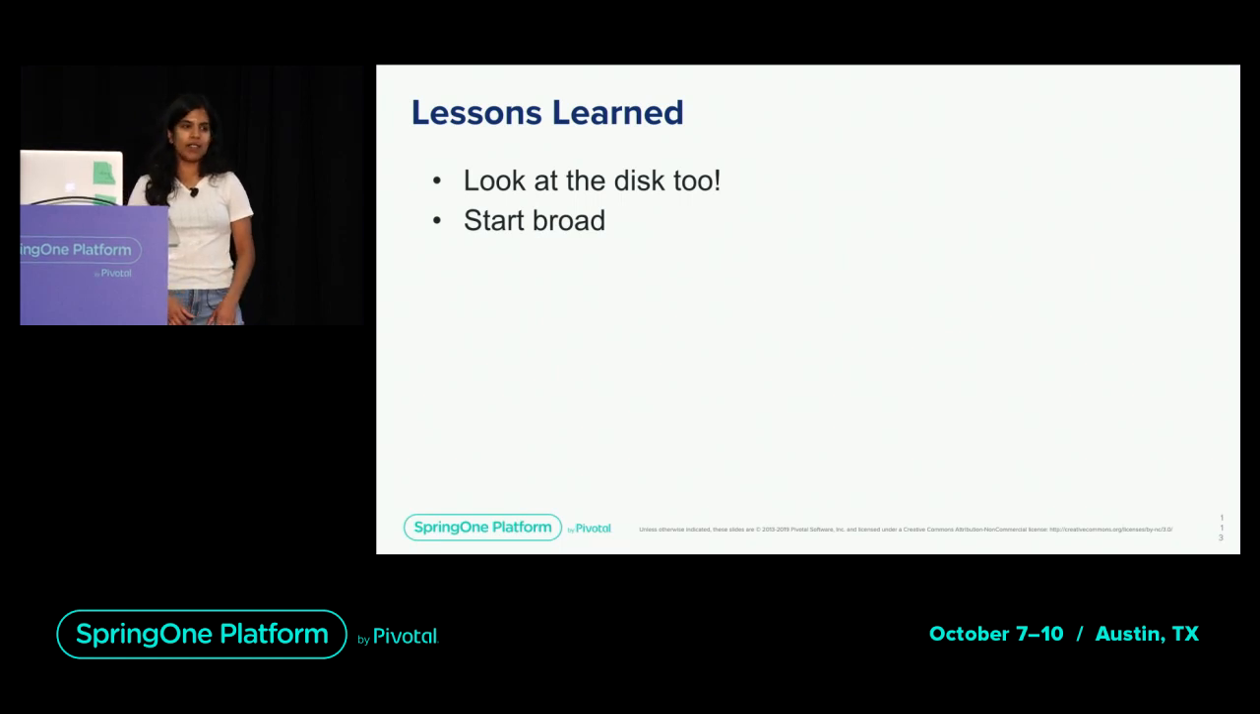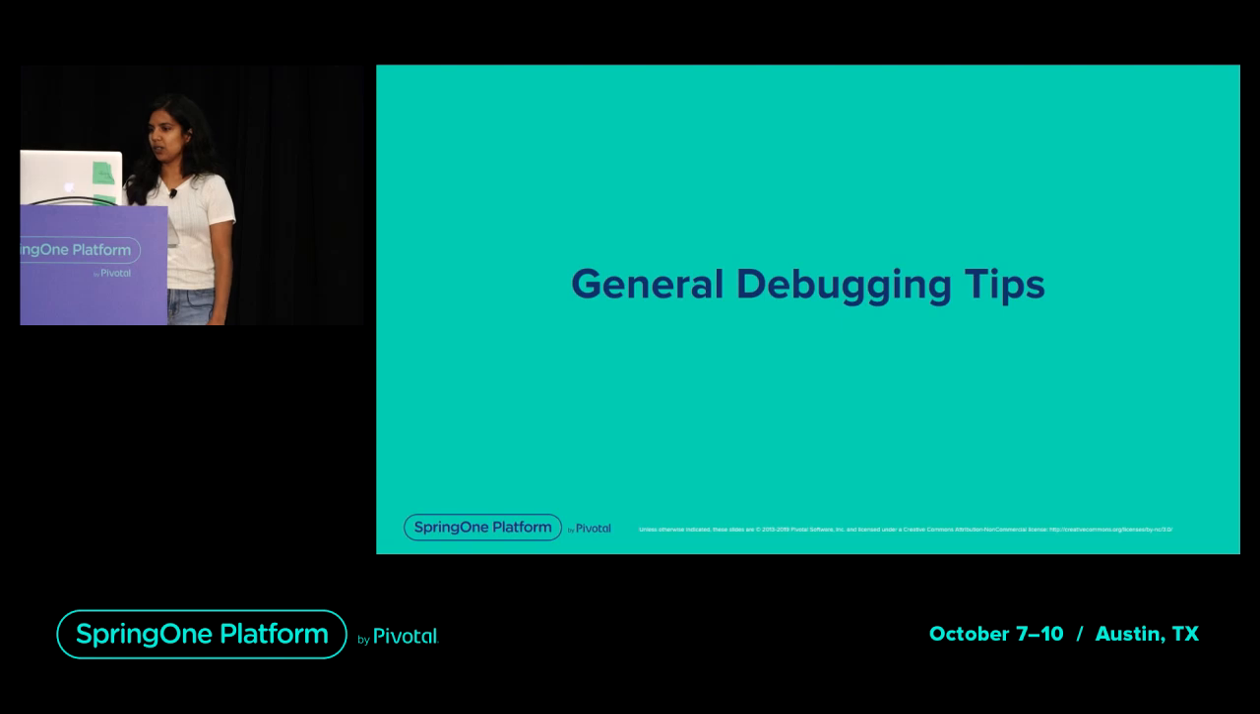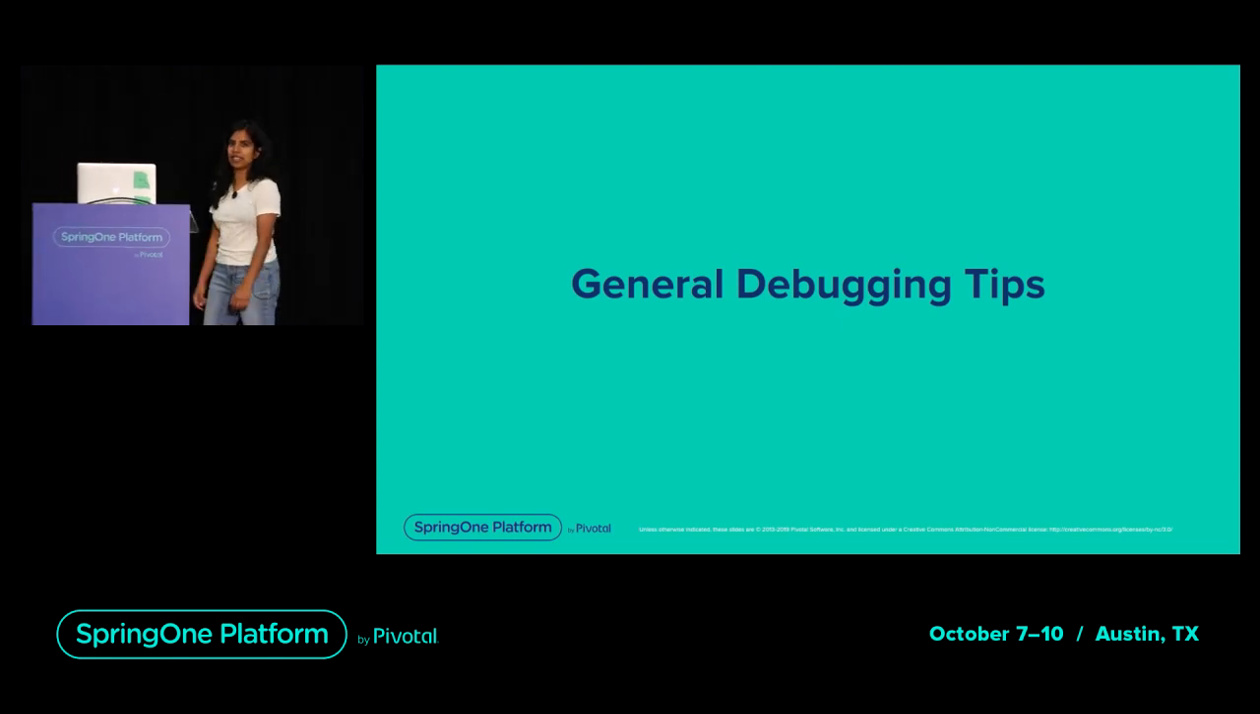Here's what we can take away from this case. We looked at a lot of VM metrics at the beginning, but maybe if we had looked at some disk metrics from IOStat, we would have been pointed in the right direction earlier. It's also useful to start broad and gather as much information as you can, because that gives you more context for when you look at data from tools like pprof. Cool. Now Angela's going to go over some debugging tips.